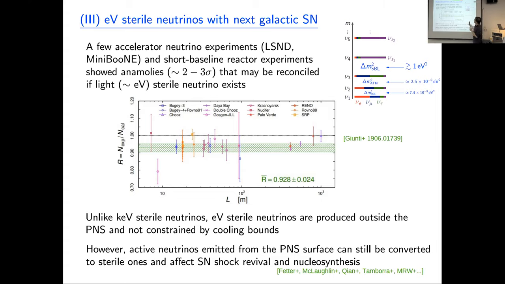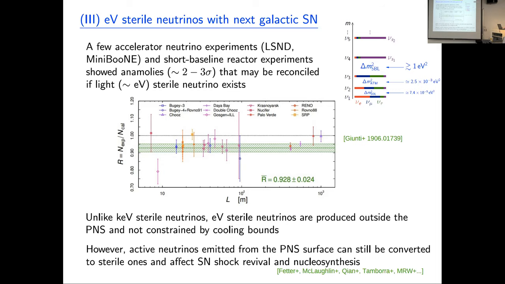There were also earlier anomalies reported by LSND, and the recent one by MiniBooNE, sort of inconclusive anyway. All those anomalies might be reconciled if eV-range sterile neutrinos exist. We also heard this morning that there's a Hubble tension, and one proposal to solve that is that light eV sterile neutrinos that are self-interacting strongly among each other may also help reconcile the Hubble tension. So there is some motivation for these kinds of strange particles.